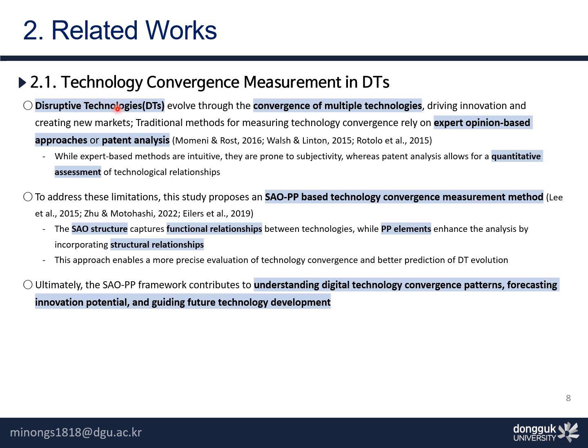Moving on to the related work section, for technology convergence measurement, this study proposes an SAOPP-based method to measure technology convergence in disruptive technologies. While traditional methods rely on expert opinions or patent analysis, this approach combines the functional relationships of SAO with the structural insights of prepositional phrases. This enables a more precise evaluation of DT evolution, forecasting innovation, and guiding future technology development.